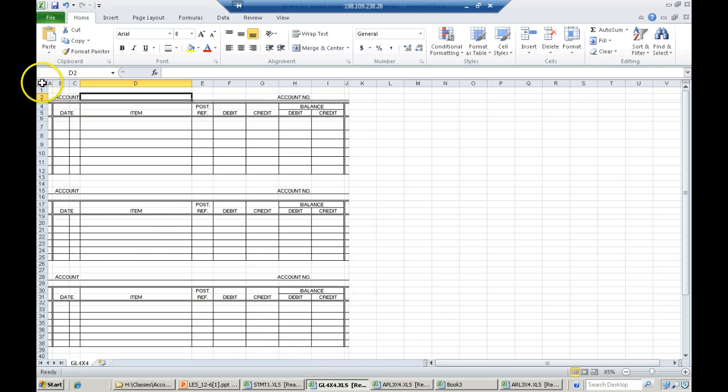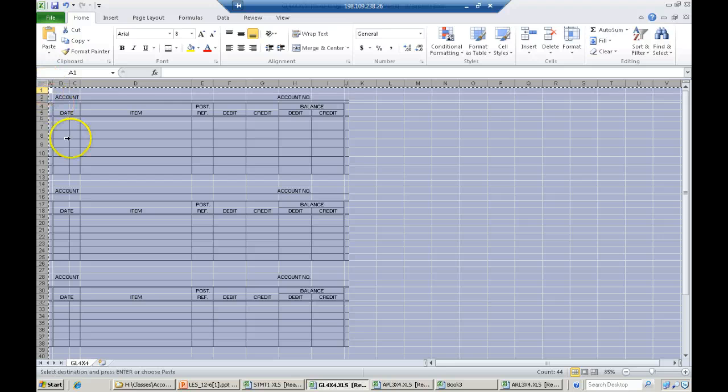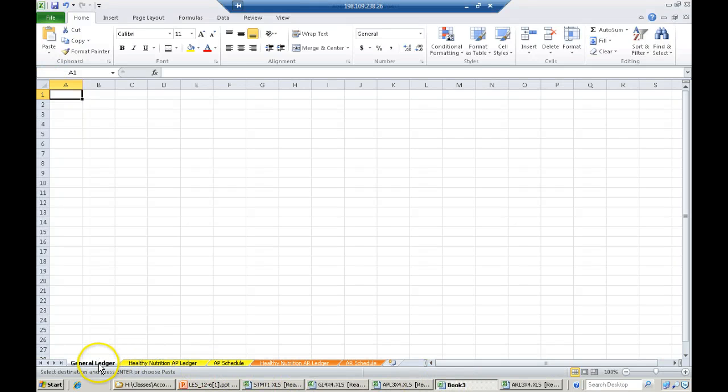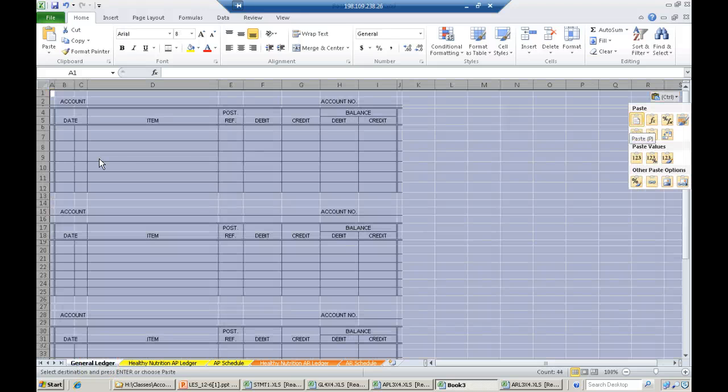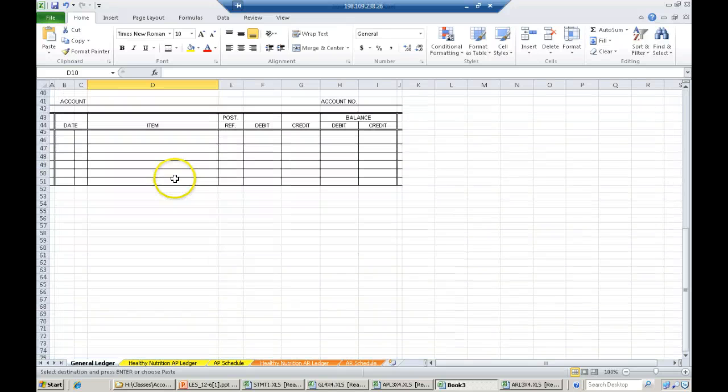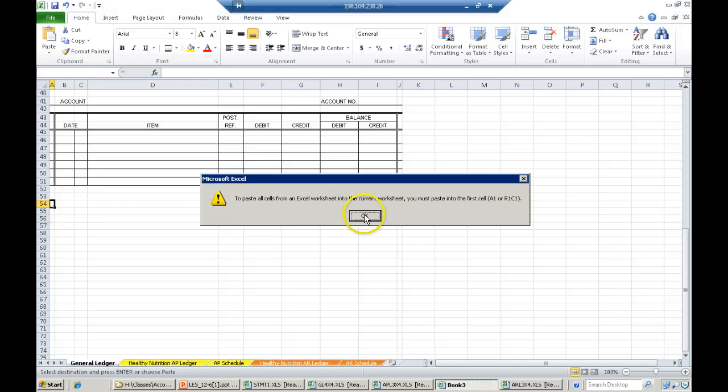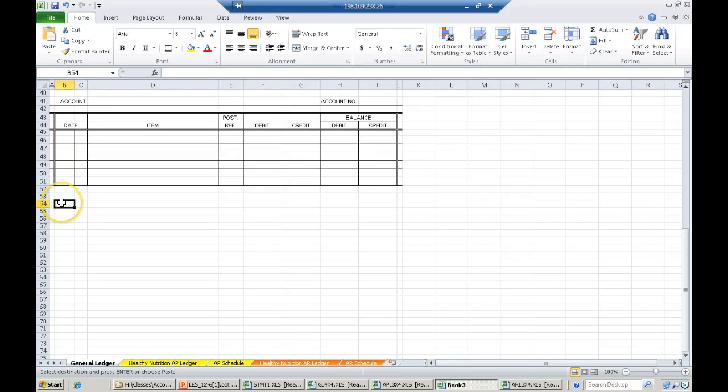And again, we're going to come up here, select this cell, hit Control C. We're going to go into our general ledger for healthy nutrition, hit Control V. Now this only gives us 4 accounts. So I'm going to come down to A54. I'm going to hit Control V again. Maybe not.